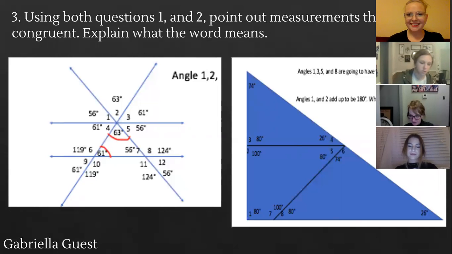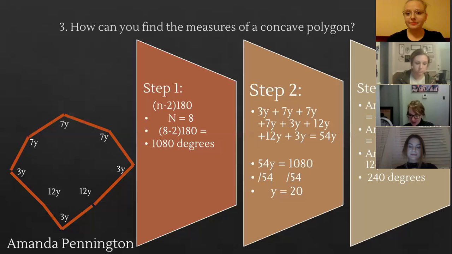Great, thanks so much. All right, Amanda. How can you find the measures of a concave polygon? Okay, so one of the things you can do, we have the formula for steps 1, 2, and 3 that take you through it. So we know that our formula in step 1 is saying that n minus 2 times 180 will give us our answer. We know n is going to be our number of sides that we have for our concave polygon, which we know is 8. When we plug in the 8 for n and solve, we get 1080 degrees. We are going to hold on to that number and move on to step 2.